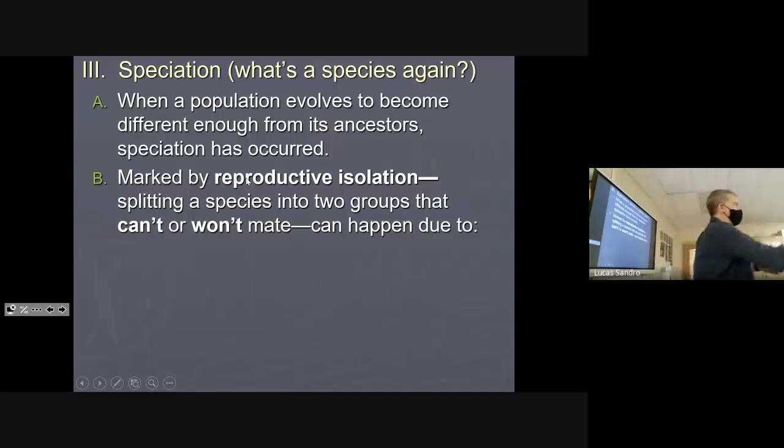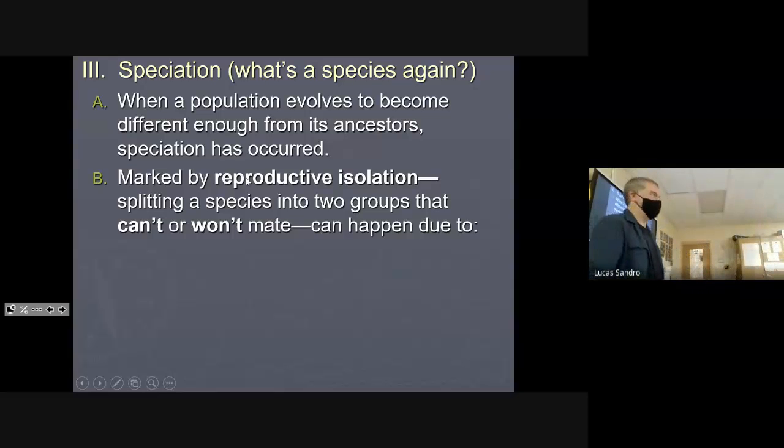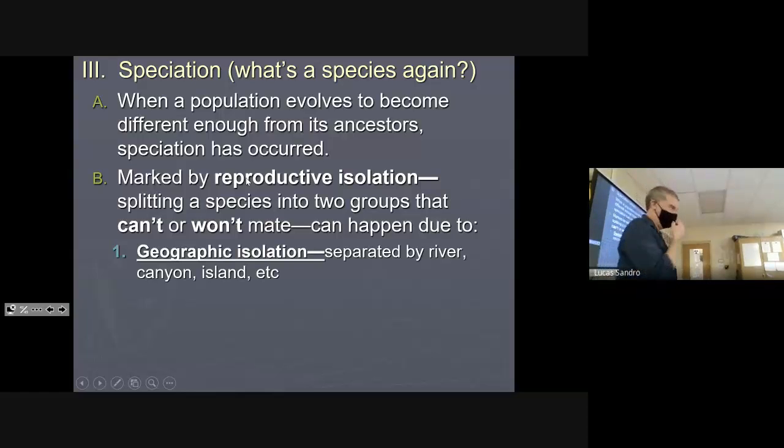Maybe there's a flood and the caribou, this flood comes down the middle of the herd of caribou and now there's a river there and they can't get to each other anymore. That kind of very simple physical separation. It's not that they don't want to, it's that they just can't get to each other. That one's called geographic isolation.